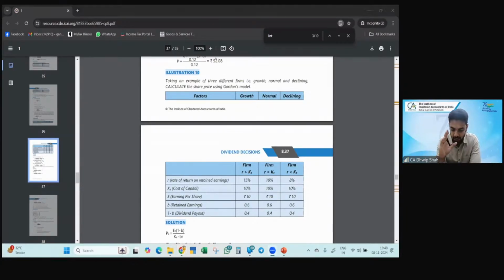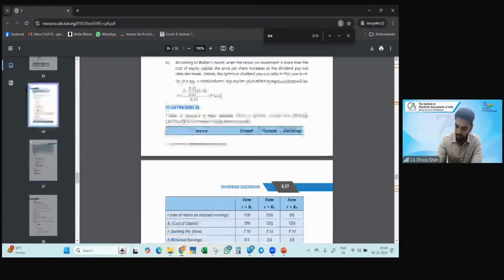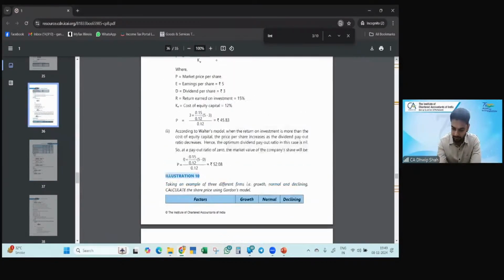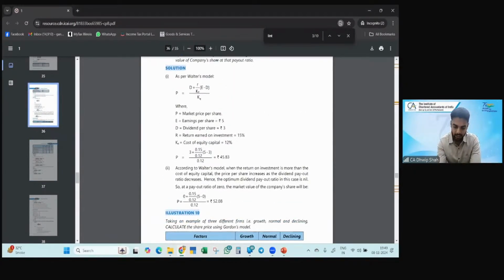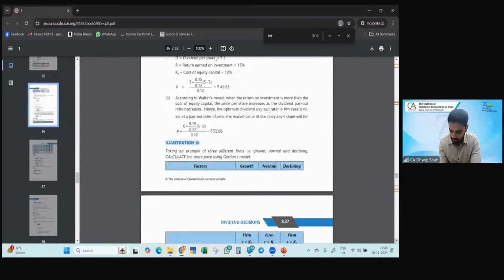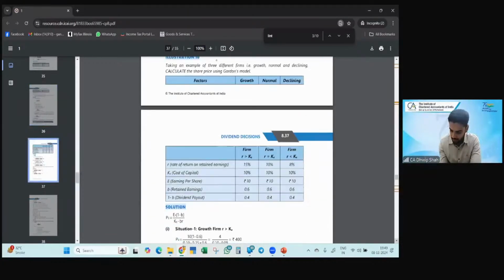Hardik, please right now just forget about the investment decision. We are solving the dividend decision, so focus on that. Please don't distract the class, because everyone understood this illustration number 10. Any queries?